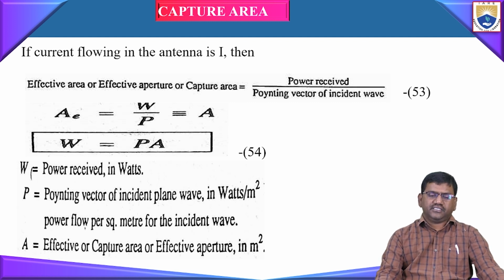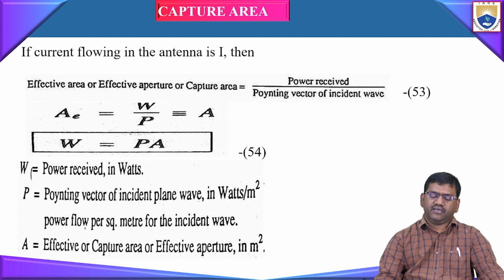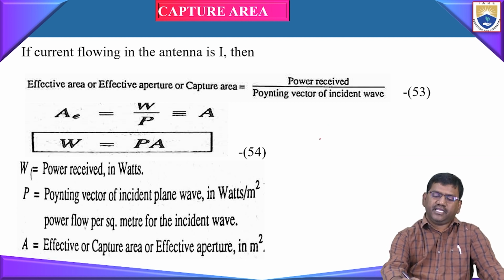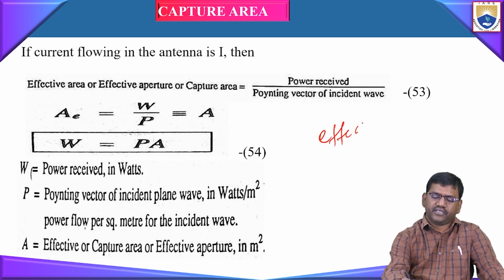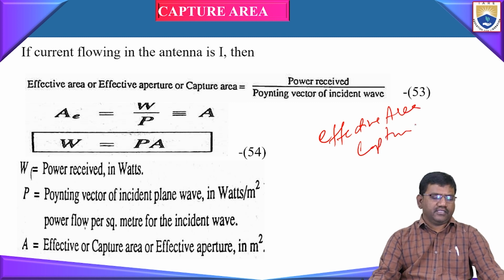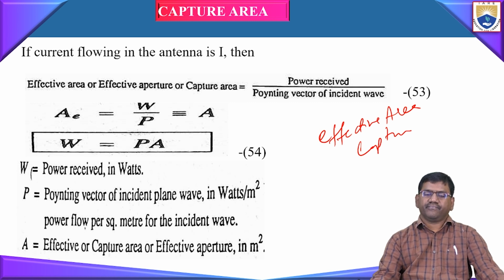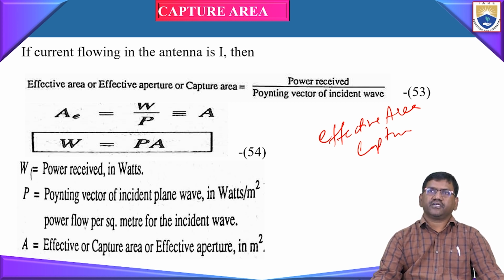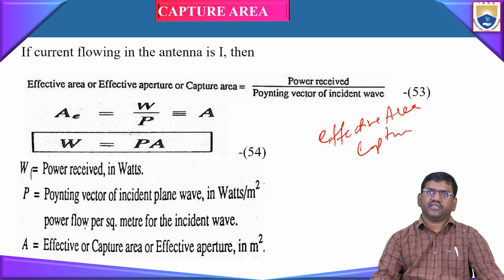The next definition is capture area, which we can also name the effective area or effective aperture. It is defined as the power received divided by the Poynting vector of the incident wave. We call this the effective area.